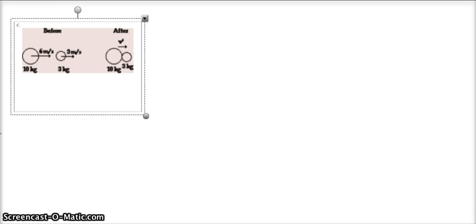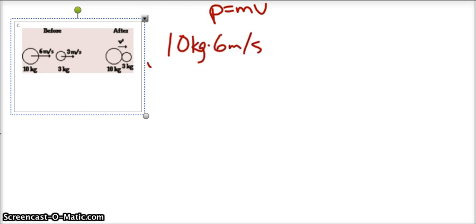Very similar to the one we just did. I'll put everything over here. So before, we have before momentum. Here's momentum. My first mass has a 10 kilogram mass, and its velocity is 6 meters per second. So my momentum is 60 kilograms times meters per second to the right.